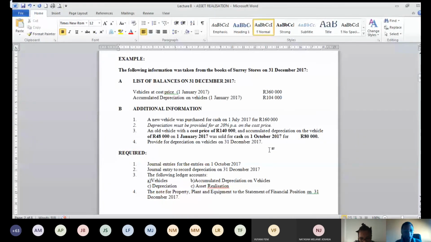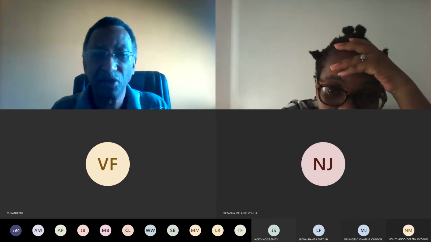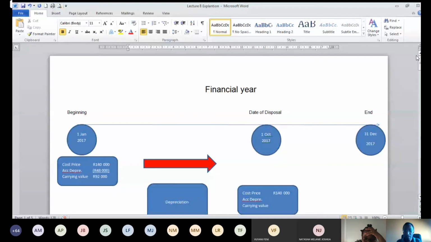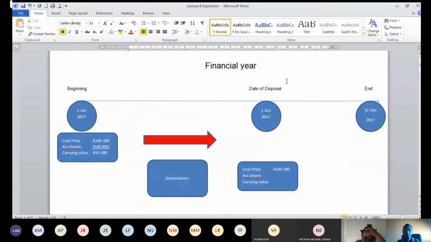So guys, your transaction under number 3, where we are selling an asset on the 1st of October, is the transaction which involves the sale of this vehicle. Therefore, that is your asset realization transaction on the 1st of October. Right, guys. Now, just please turn to your notes. I've also sent you something that deals with the explanation for lecture number 8. Let us take a look at how we're going to deal with that.